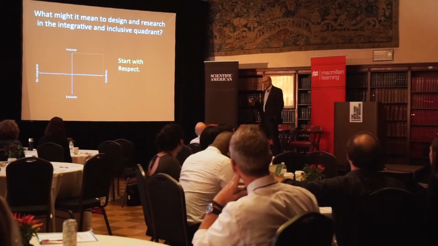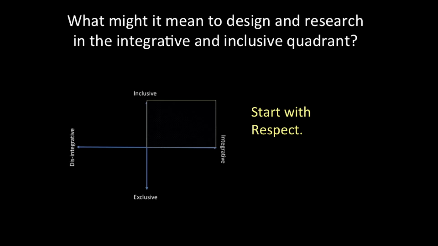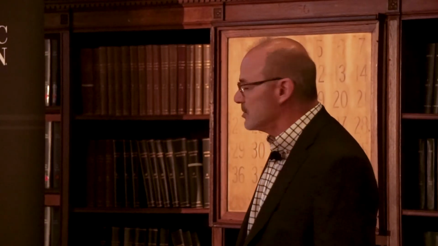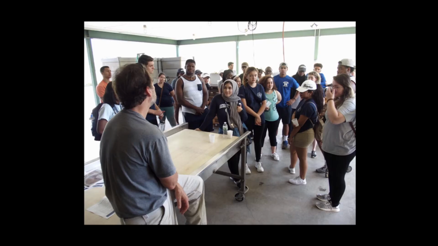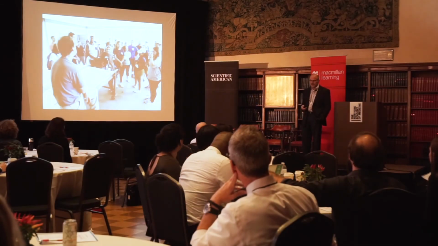So I'll just end with a couple more design principles. Start with respect. That's what it means to design for that quadrant. The respect of what it is that students can do and what it is we want students to be. That's a picture of Jeff on the crush pad, talking to the class, saying to the class, so what's next? So now 16 of the 29 as freshmen are continuing on the project as undergraduate researchers.